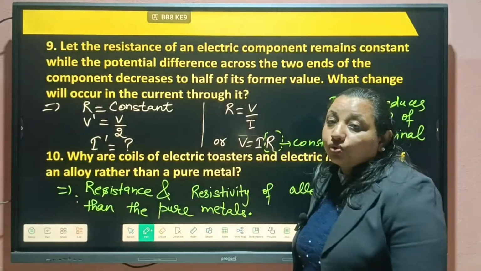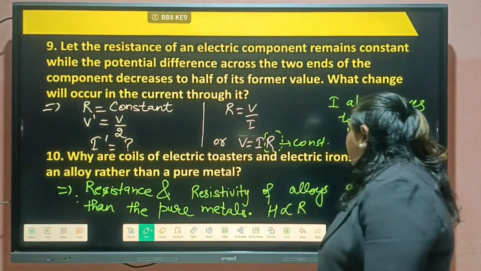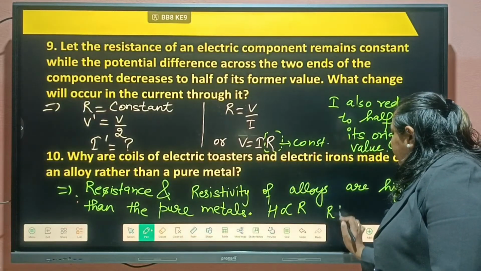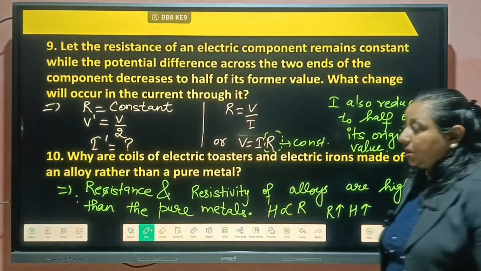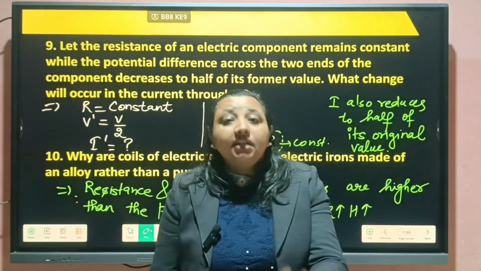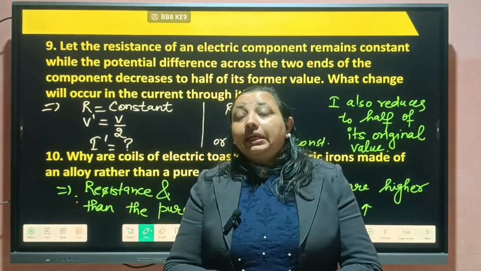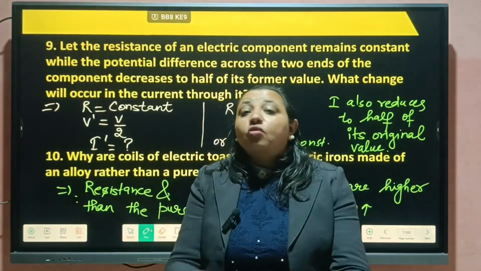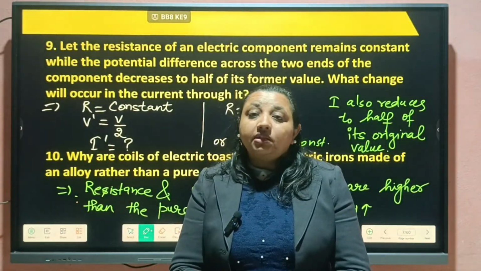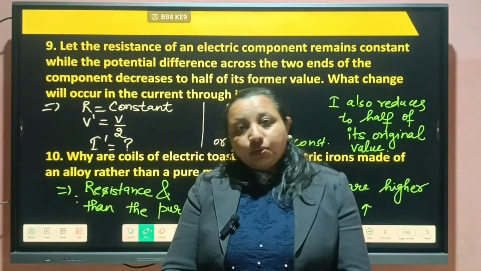And according to Joule's law of heating, H is directly proportional to R. If a material has higher resistance, it will produce a high amount of heat energy. And in heating devices, like a heater, we use heat energy to cook the food. So we need more heat energy, so we use that material which has high resistance, so that a high amount of heat energy is produced.